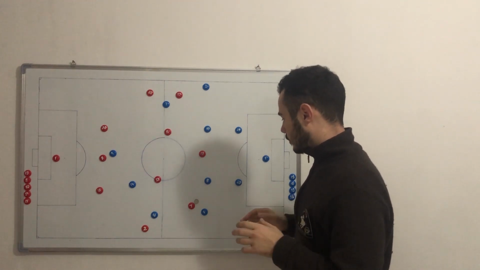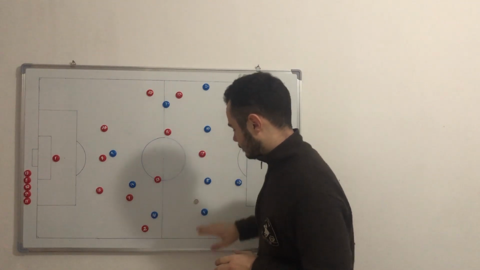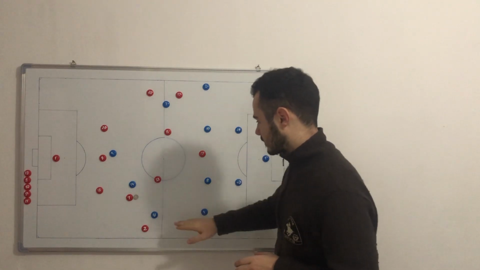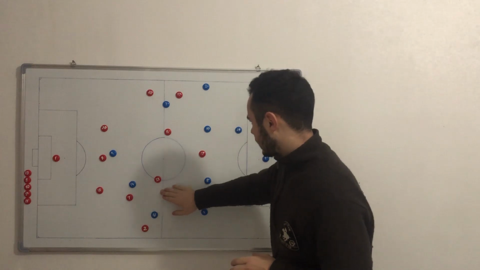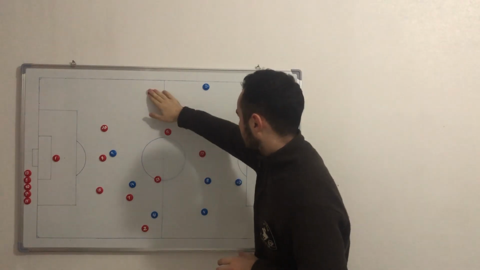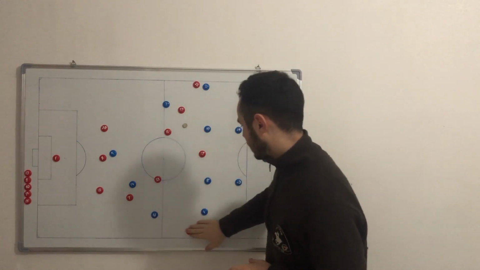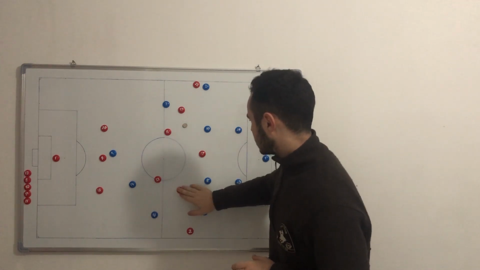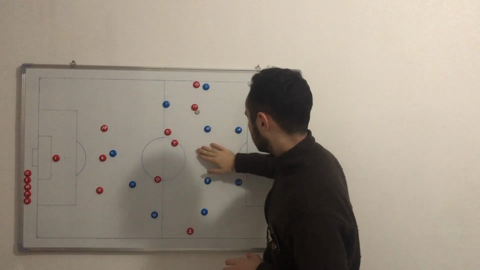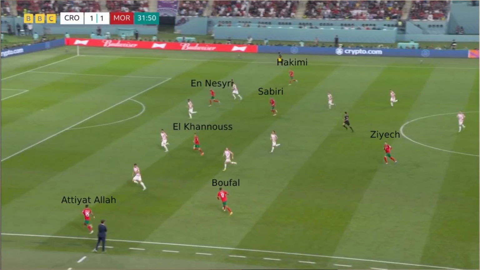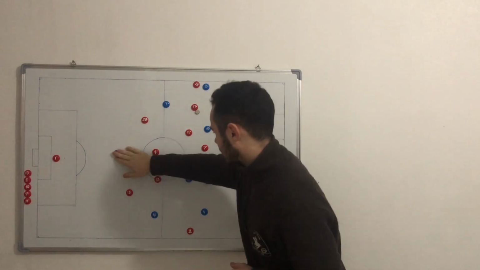So Regragui solved this with Ziyech coming inside and acting as a midfielder. We're gonna see an attacking situation where Boufal is inside with Attiat-Allah and Hakimi advancing, and we're gonna see Ziyech playing side to side with Boufal, and we're gonna see that Morocco is very successful going into the opponent's zone and creating dangerous attacks.